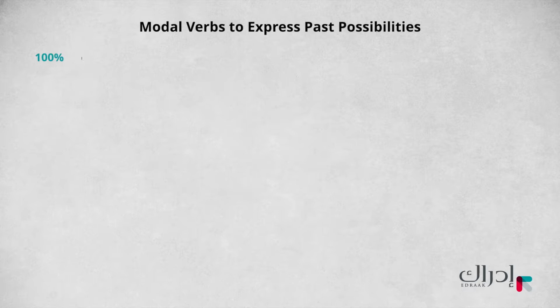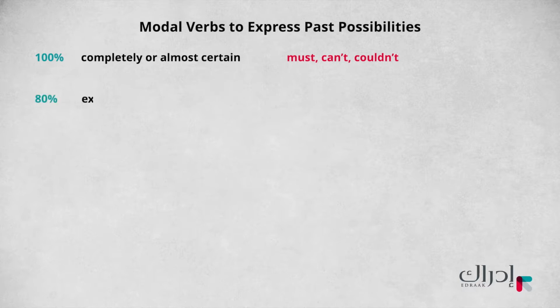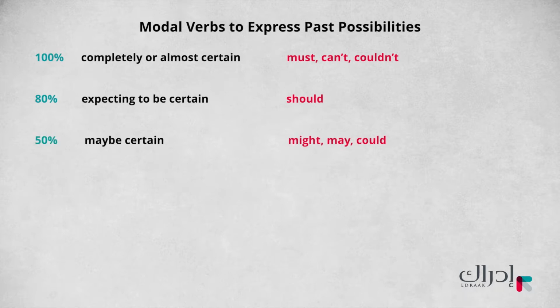100%. Completely or almost certain. Use must, can't, couldn't. 80%. Expecting to be certain. Use should. 50%. Maybe certain. Use might, may, could.